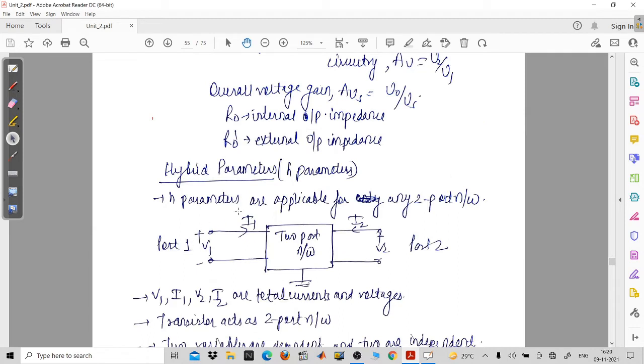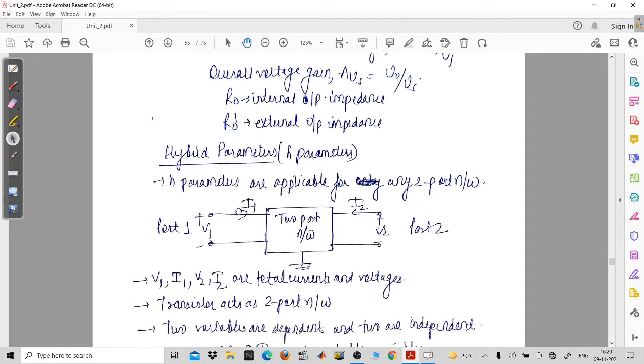So now we will be studying the hybrid or the H parameters. Basically there were four or five important parameters. The Z parameter and the Y parameter, that is the impedance and the admittance parameter, were applicable only to the vacuum tubes. But after the invention of the transistor, if you have to replace that transistor by the two-port network, then the hybrid parameter came into the picture. It is a combination of both, that is the impedance and the admittance parameter. This you are going to understand in network analysis.